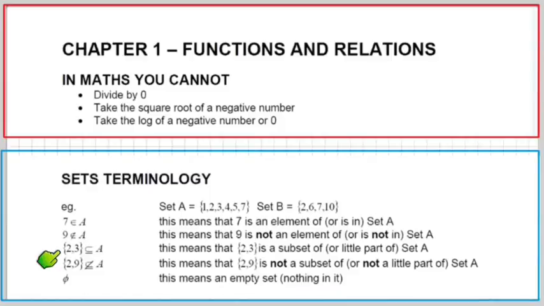It means that the set of numbers 2 and 3 are wholly contained within the set A. Okay, here's A up here. Can you see that? Definitely. Okay, got it. And the set 2 and 9 is not wholly contained within A because A doesn't contain 9. You got it? This is the null set, which means there's nothing in it.